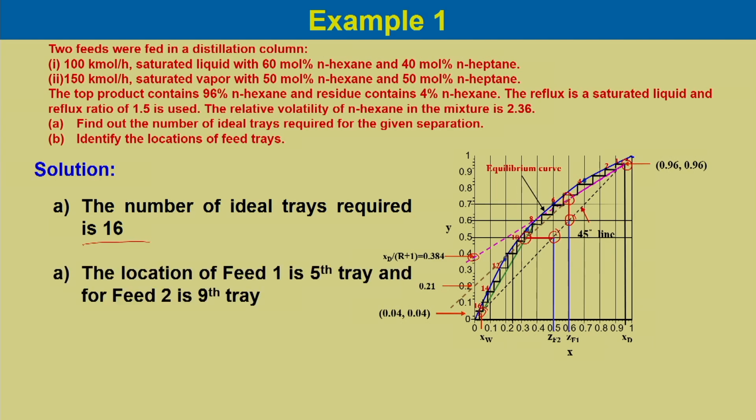Now, the location of feed tray 1 you can see over here. So, feed 1 is intersecting at this location. So, this is tray 4 and this is tray 5. So, the location of the feed tray is basically the 5th tray, and the location of feed 2 you can see over here, the feed condition is over here. So, it is intersecting at this point and the tray is the 9th tray. So, the location of the feed 1 tray is the 5th tray and the location for feed 2 is the 9th tray.